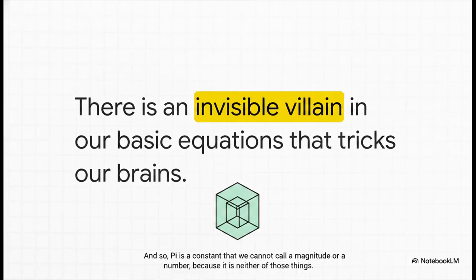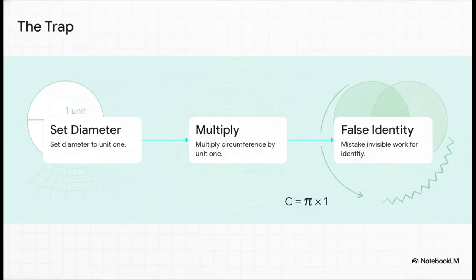Well, if it's so clear when we spell it out like that, why do we all get it so wrong? This brings us to a really fascinating logical sleight of hand. There's this invisible villain in our basic equations that tricks our brains into giving pi a false physical identity. It's a trap hidden perfectly inside the very way we simplify math. Here's exactly how the trap springs on us.